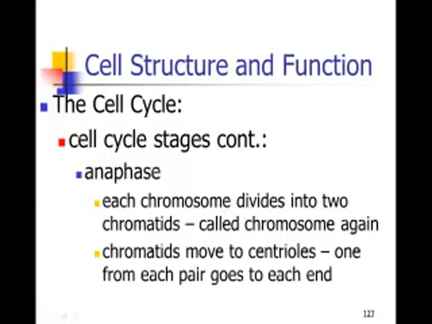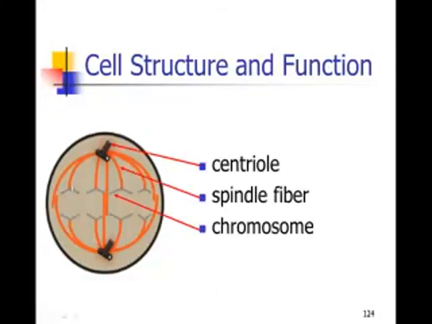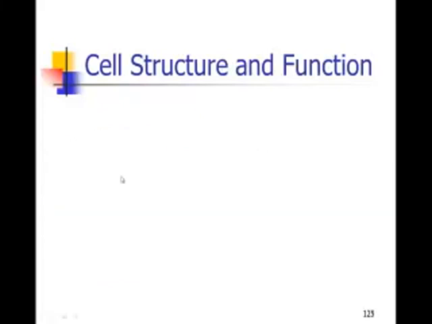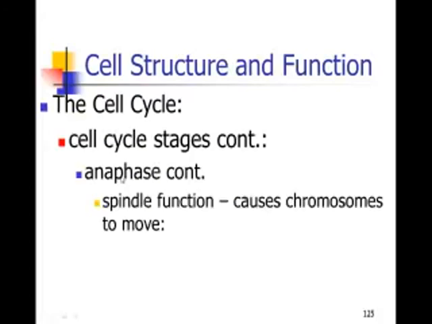So the chromatids are going to move toward the centrioles. One from each pair goes to each end. So here we see, this is anaphase. We have the chromatids pulled apart. The centromere is still there, and they're getting drawn toward the pole.